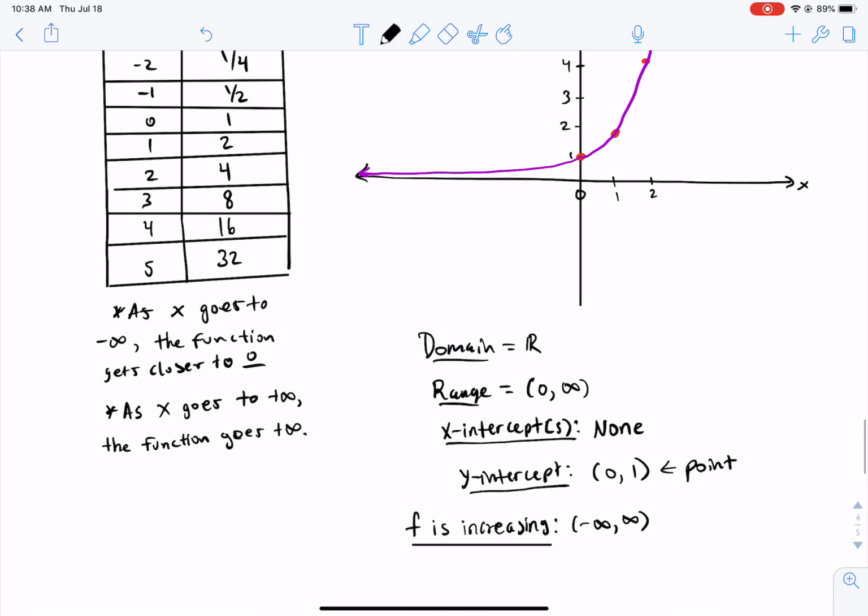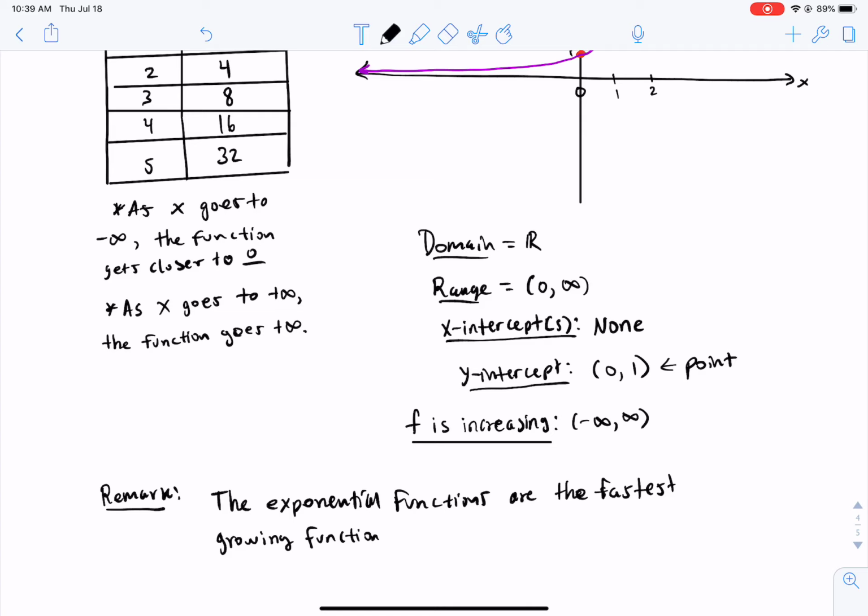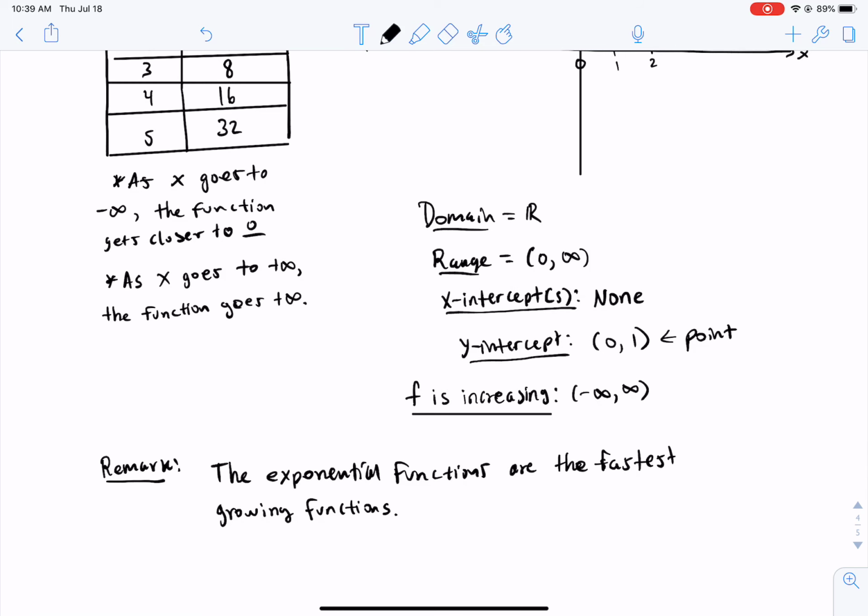Okay, so this is okay. So now let me put a little remark here. The exponential functions are the fastest growing functions. They grow really, really fast. Sometimes it takes a while to rise up, but they rise pretty fast after that.